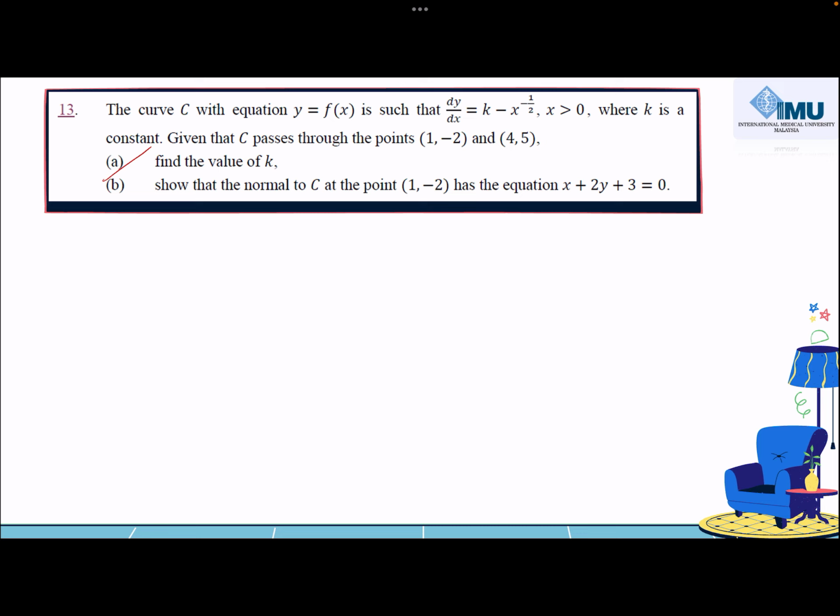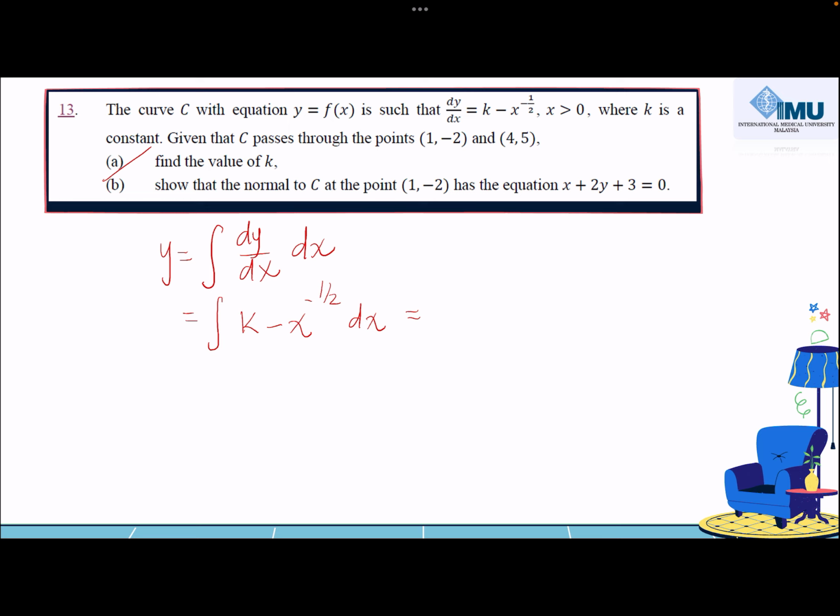Now, to find the value of k is basically for you to find the equation of y. How to find the equation of y? Use the reversing technique, which is you integrate your derivative. Once you integrate your derivative, you will obtain the original function of y. Now, the derivative is given to you, which is k minus x to the power of negative half. Let's try to integrate it together one by one.